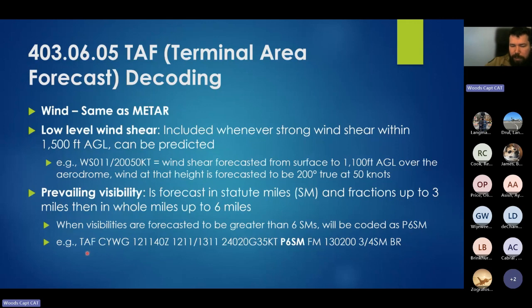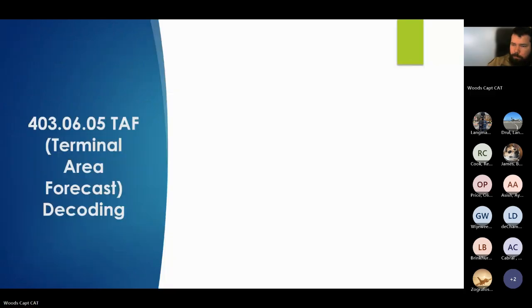So for example, here we've got TAF, Winnipeg. It's issued on the 12th at 1140. It's valid from the 12th at 11 o'clock until the 13th at 11 o'clock. The winds are expected to be from 240, 20, gusting 35, visibility more than 6 statute miles. So all of that stuff is basically the same as the METAR. Now we'll move into the new things. And all of the stuff here looks the same as the METAR, but there's just this extra little FM that we got to think about.